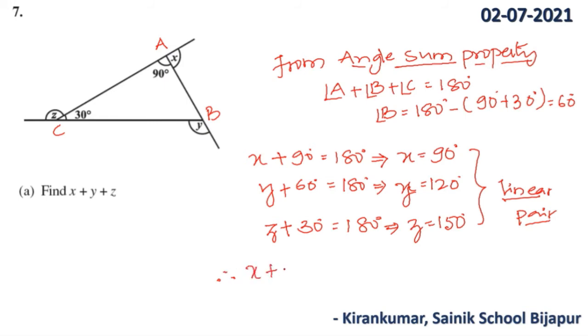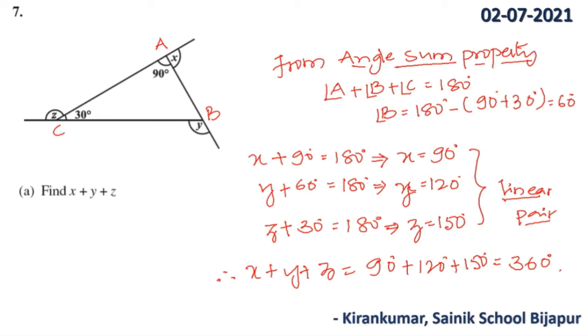Therefore, x plus y plus z will be equal to 90 degrees plus 120 degrees plus 150 degrees. This will be 360 degrees. At this juncture, I would like to tell that given a figure, if all the exterior angles are mentioned, the sum of all the exterior angles will always be 360 degrees. Please make it a note that the sum of all the exterior angles of a figure is always 360 degrees.